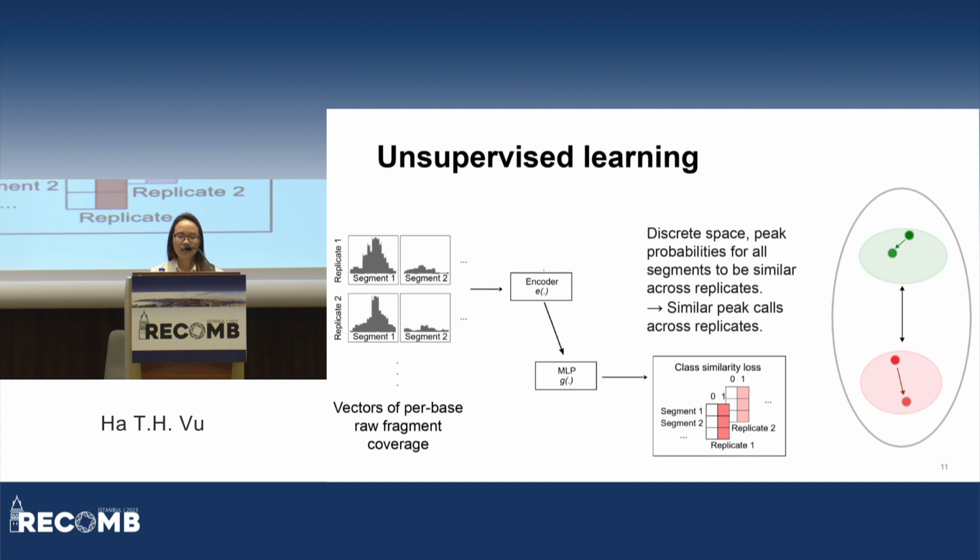The second loss relies heavily on the assumption that the true state is shared among all replicates. Therefore, as we compute a probability of a peak for every segment, we want to make sure that the same calls are made for the same segment across all replicates. This gives us a score or probability so we know whether a segment is a peak or not, and it also contributes to the separation between the two classes.